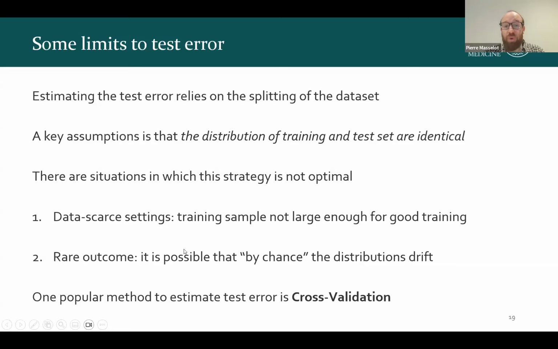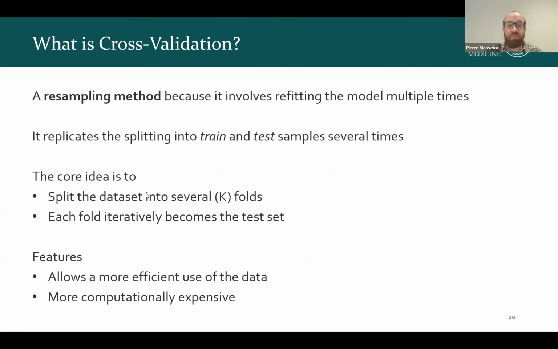And in the case of a rare outcome also, it might be that when you do the splitting, by chance you select too many of these outcomes in your test set and not enough in your training, or on the other hand, too many in your training and not enough in your test, which means that it will be difficult to have a good idea of your generalization error. And so this can be generalized by cross-validation, which makes a better use of your data set to estimate this generalization error.